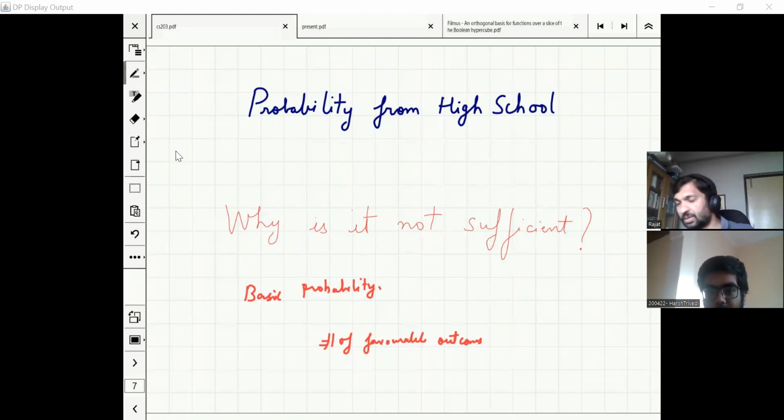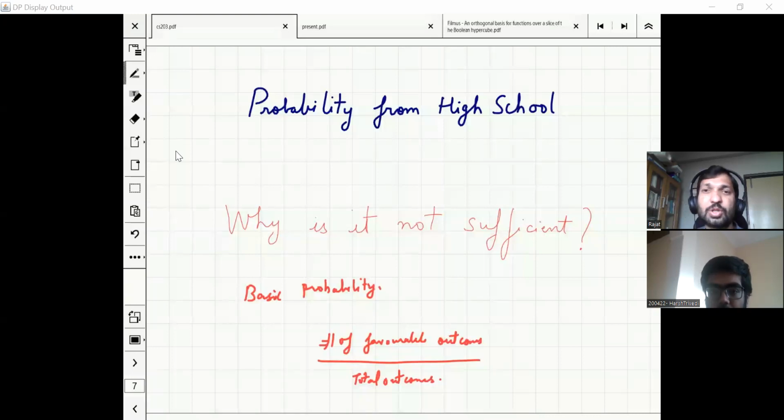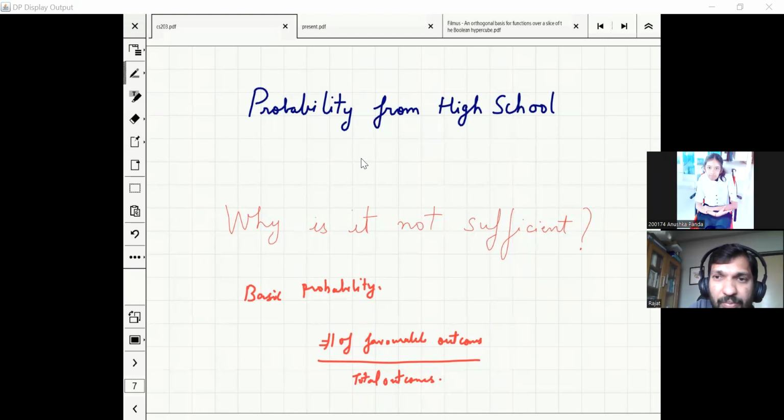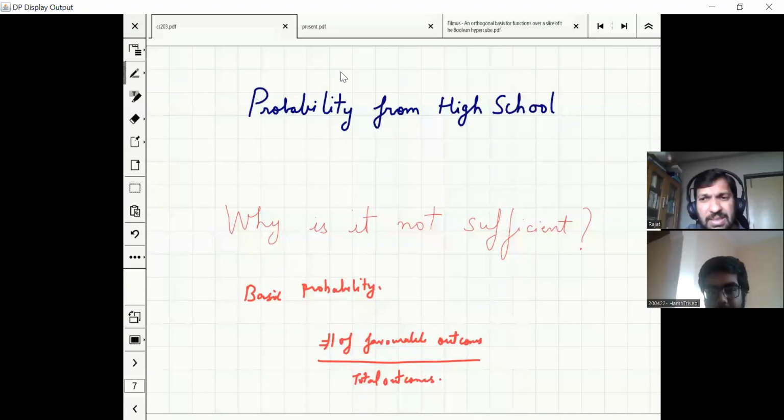Anyway, so yeah, the basic probability is number of favorable outcomes divided by total outcomes. That's how, at least at our times, high school probability used to be, and that's too simple. As mentioned in the previous answer, this is not enough. This does not model real life situations, right? So this probability is very, very simple, and it doesn't really capture what we need for computer science, the kind of things which come up in real life.